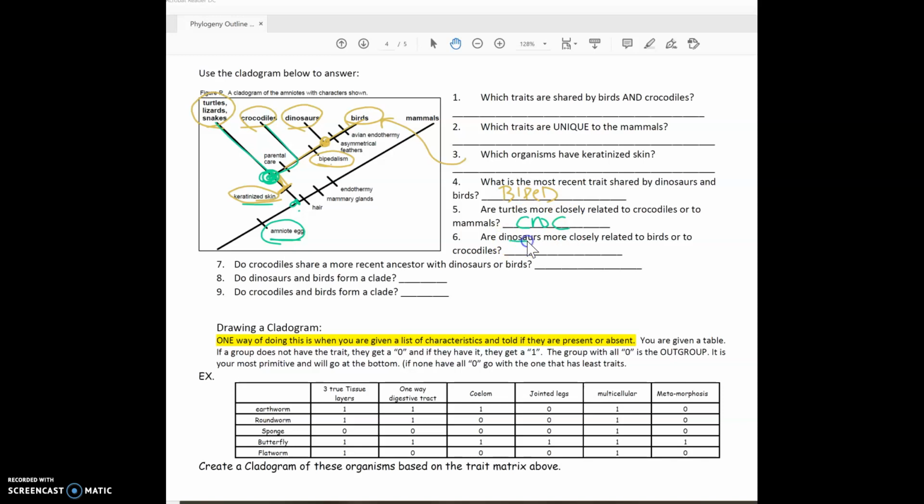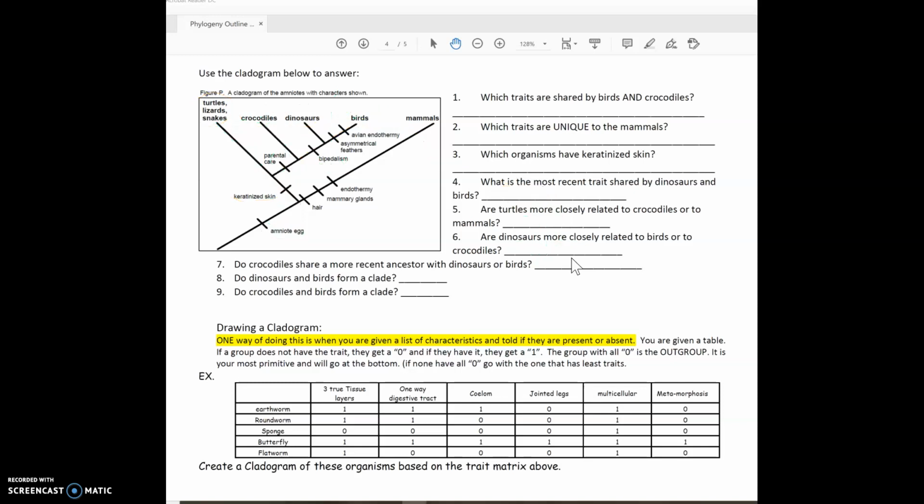Are dinosaurs more closely related to birds or crocodiles? So if we look at the dinosaurs, we have birds and crocodiles. Now this one throws people off because they're like, oh, but they're equidistant. True, but the dinosaurs and the birds share an extra characteristic. The dinosaurs and the birds share bipedalism. The dinosaurs and the crocodiles only share parental care. So because this branches further up and they share an additional characteristic, the dinosaurs would be more closely related to the birds. So be very careful about that.